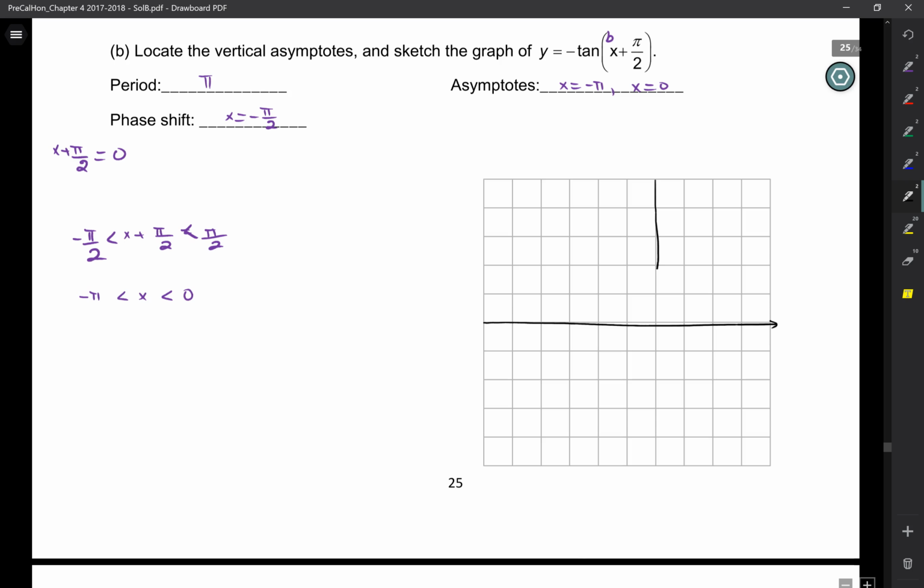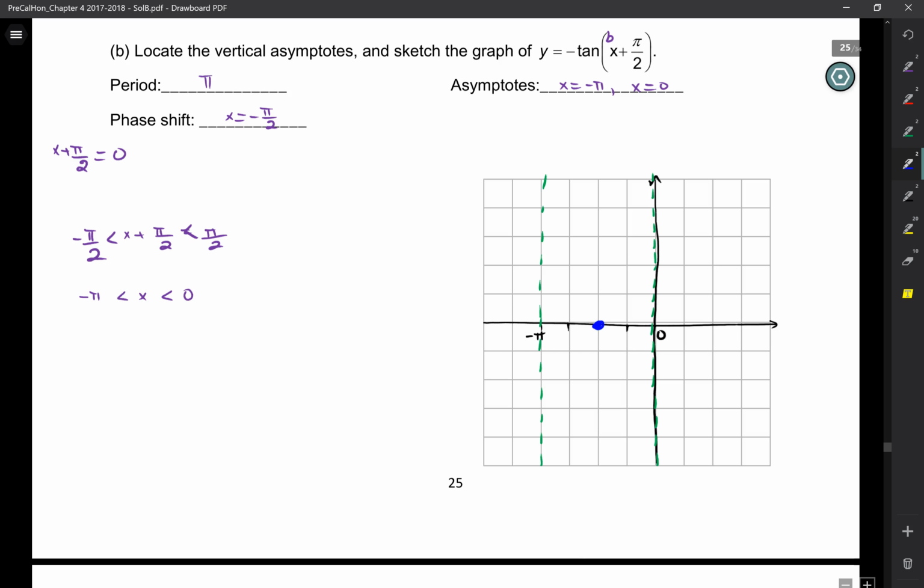Okay? Now, asymptotes then are at x equals negative pi, x equals 0. All right, so if this is x equals 0, here's negative pi. 1, 2, 3, 4, we're at 0. Okay, asymptote. I have an asymptote at negative pi. I have an asymptote at x equals 0. You can put it right next to the y-axis in order for it to be visible, but make sure it's visible.